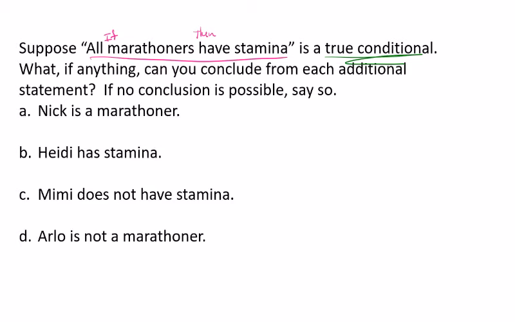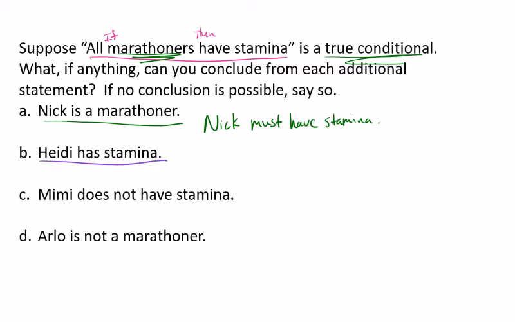So like part A, Nick is a marathoner. So if you're a marathoner, then you have stamina. So we can conclude if Nick is a marathoner, Nick must have stamina. Okay. All right.